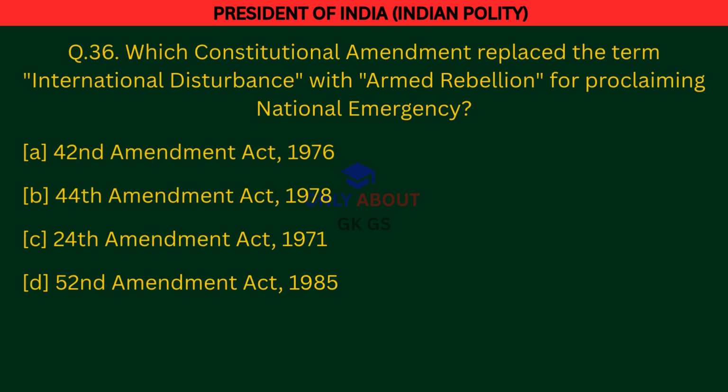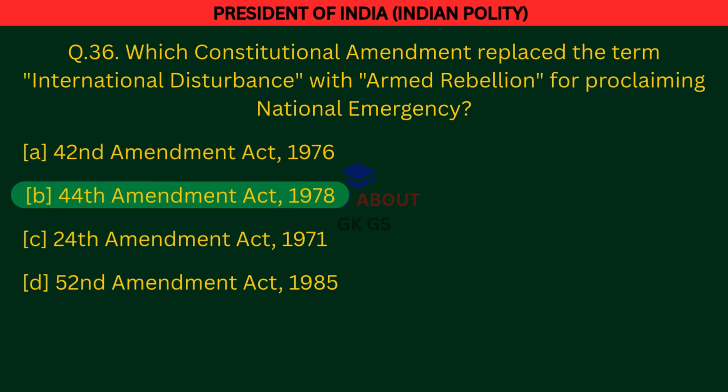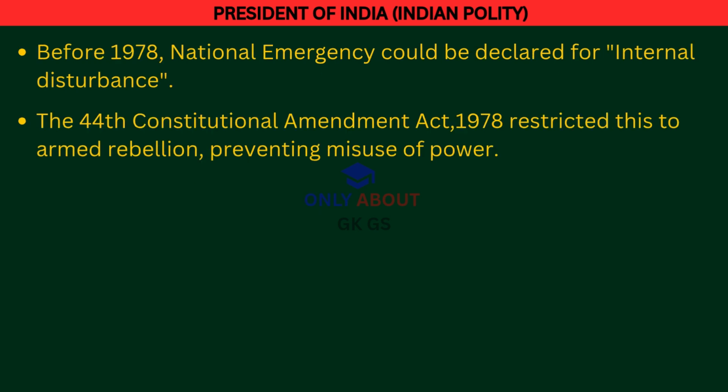Next question. Which constitutional amendment replaced the term internal disturbance with armed rebellion for proclaiming national emergency? Correct answer: 44th Constitutional Amendment Act, 1978. Before 1978, national emergency could be declared for internal disturbance. The 44th Constitutional Amendment Act, 1978 restricted this to armed rebellion, preventing misuse of powers.